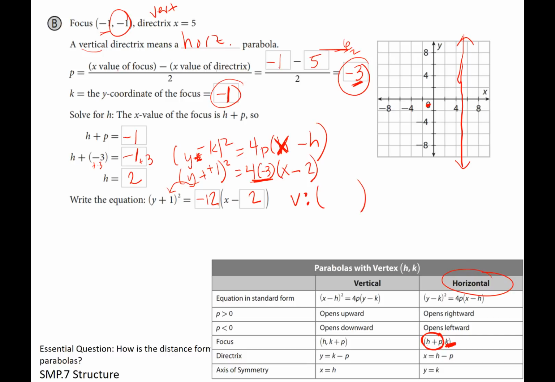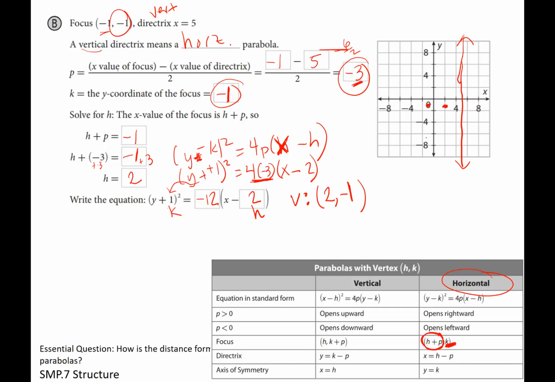But we have to be careful because our vertex is (h, k). Your h is back here and your k is attached to the y. So it's not in order. The h value is 2 and the k value is -1. So let's plot the vertex: out 2, down 1.